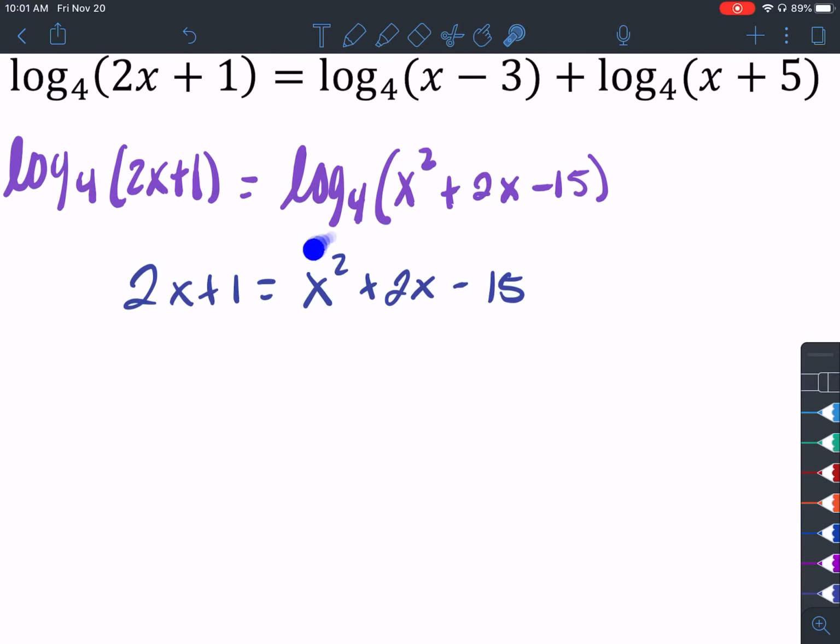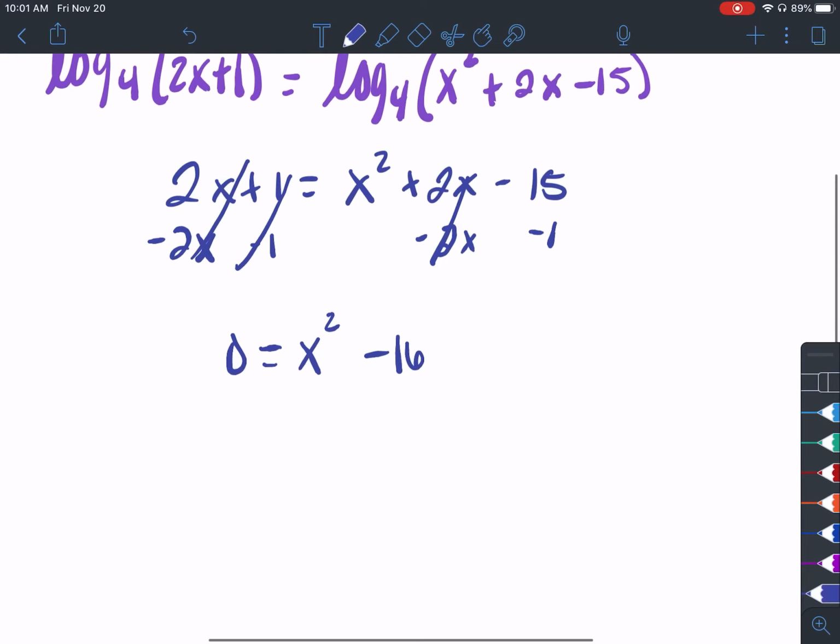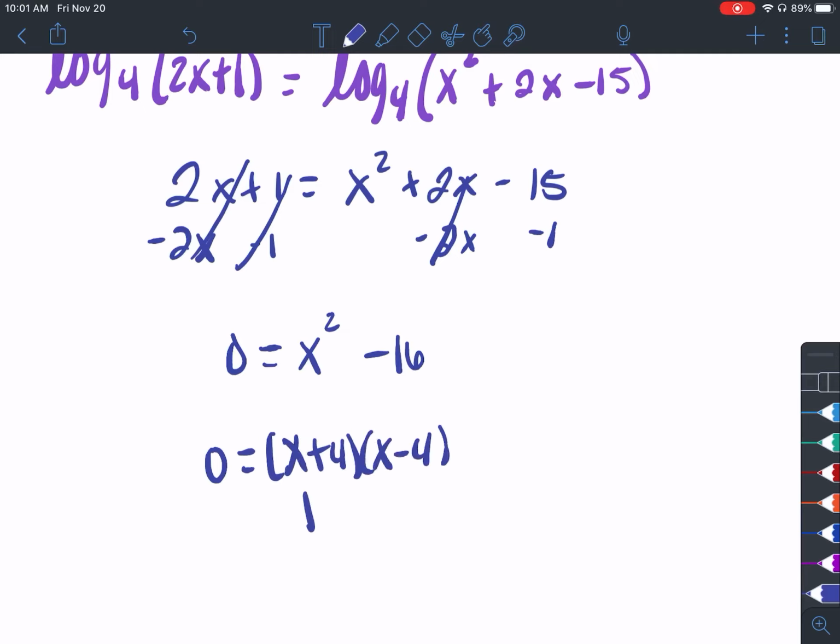Once again, I see that this is a quadratic, so I know that I need to set it equal to 0, which means bring everything over to the same side. Once again, we have a difference of squares here, so this factors to x plus 4, x minus 4. So I have the possible answers of x equals -4 and x equals +4.